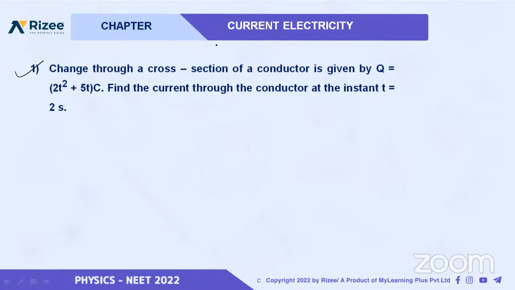Any answer? Okay, let me check it. What is it telling? It is telling that Q is equal to this much at T is equal to the current. We know the current I is equal to 4T plus 5. Okay, I think 13 is correct. Good.